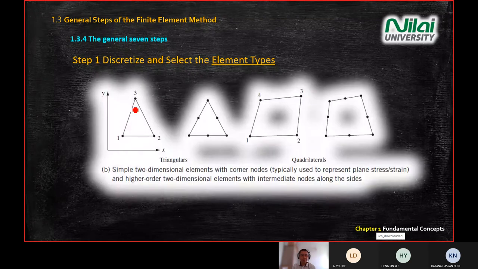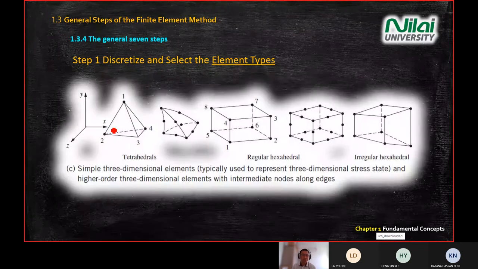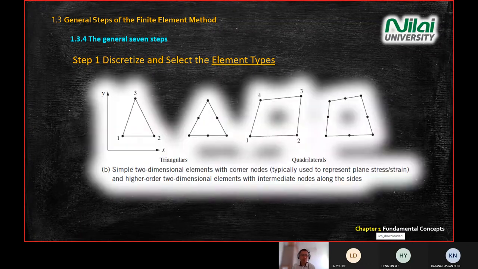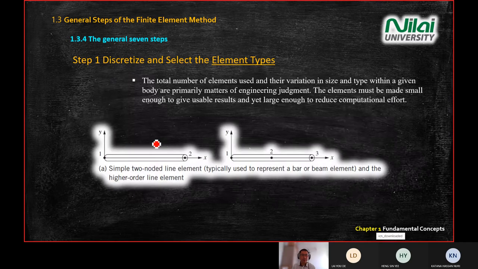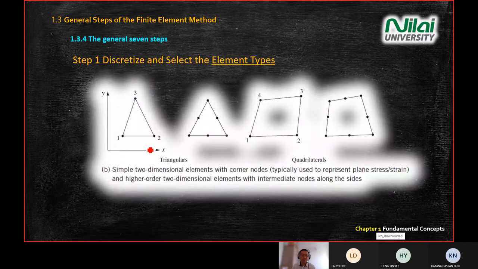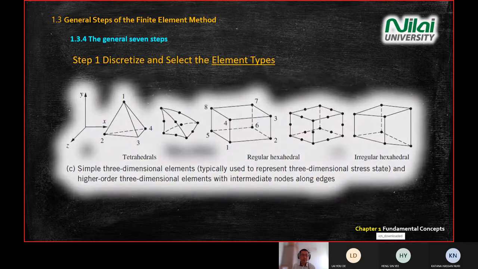Then this one is two-dimensional, more than 3 points, we have a shape already. And then the third one is 3D, three-dimensional problems. Means you look at three axes, X, Y, and Z. The first two, you only look at X and Y. Second one also X, Y, 2D problems. Then the third one is X, Y, and Z, three-dimensional problems. So you have all these shapes, tetrahedrals, hexahedrals, and irregular shape, right?